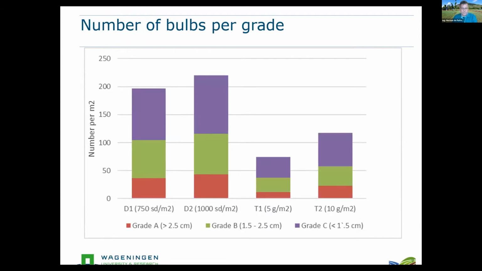We also looked at the impact of the different treatments on the mini bulb grades. There were no significant differences when looking at the separate grades, but of course, as we noticed on the previous slide already, there is a significant difference between density on the total production.